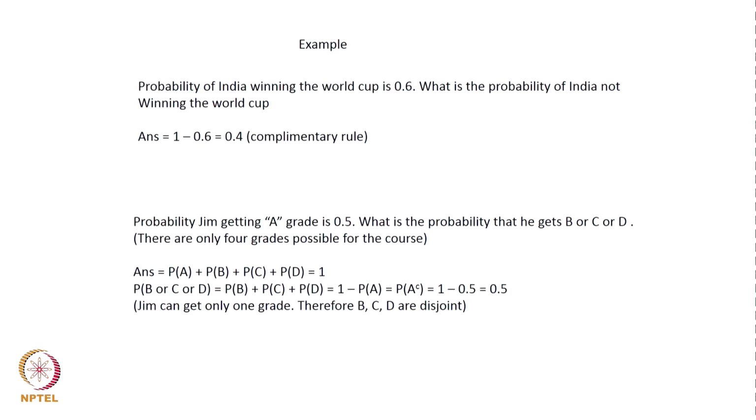Probability of Jim getting an A grade is 0.5. What is the probability that he gets B or C or D? There are only 4 grades possible for the course. So probability of getting A grade is 0.5. Probability of getting another grade that is not A grade is also 0.5. Since the person can get only one grade, B, C and D are disjoint.